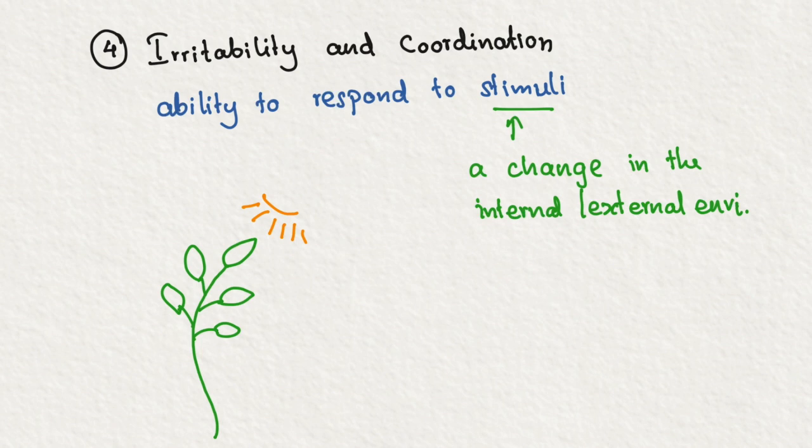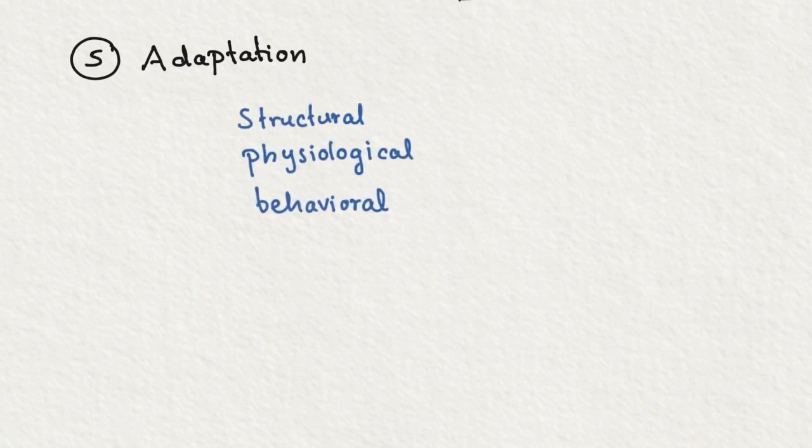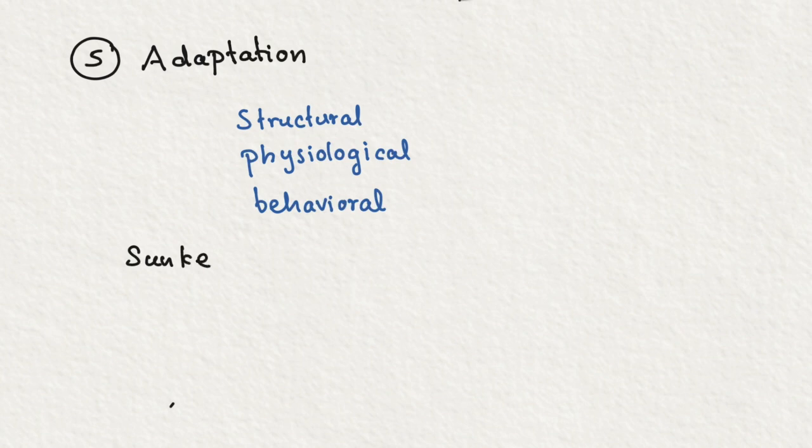Then the fifth one, adaptation. Living organisms can adapt to their environment. They show structural adaptations, physiological adaptations, or behavioral adaptations. An example is sunken stomata in xerophytes.